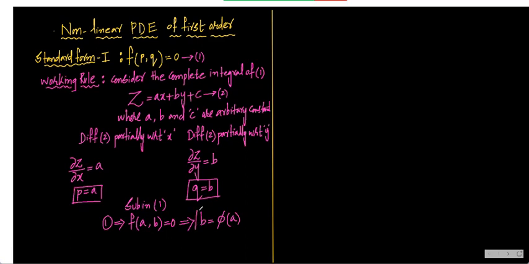And then finally, this b value we have to substitute in the second equation. Then what does z become? z is equal to ax plus b value, which is phi of a into y, plus c is equal to 0. And this is called the complete solution or complete integral of equation number 1. This process we have to adopt every time.